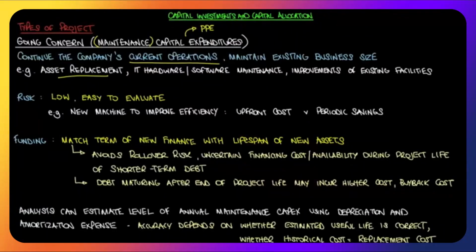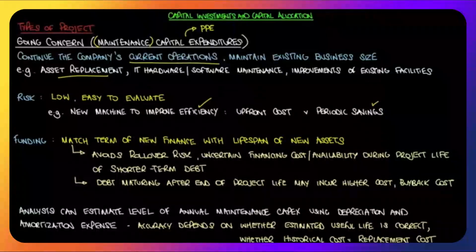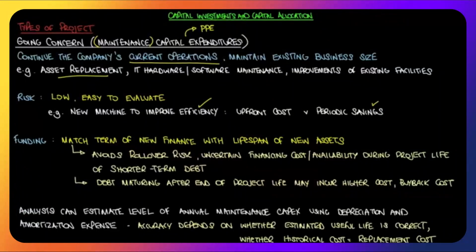The risk of these kinds of projects, low. They are easy to evaluate. We know what the machine cost last time. We should be able to work out what it's going to cost this time. You know the upfront cost, and let's say it is to improve existing facilities. You're going to make your production process more efficient. You should be able to calculate the savings you'll make from those efficiencies. Compare the two. It's a fairly easy project to appraise.